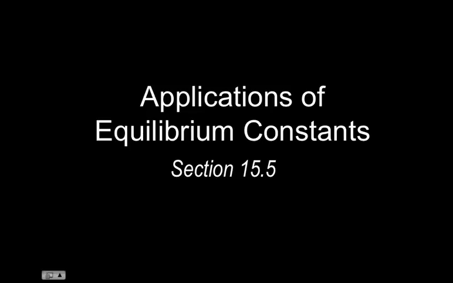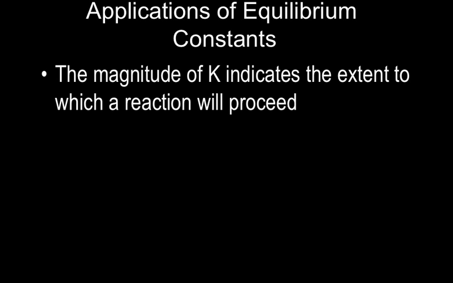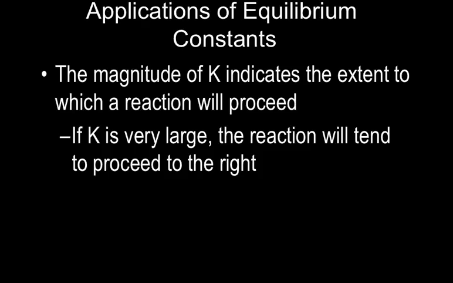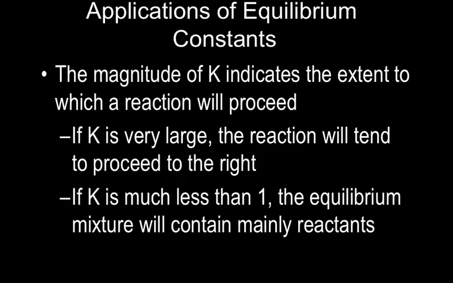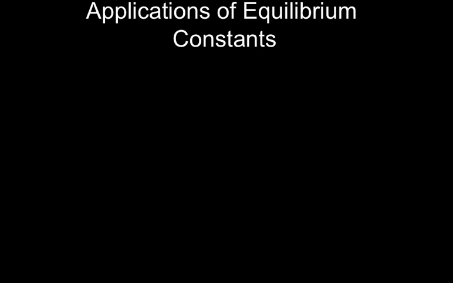Today we're going to talk about applications of the equilibrium constants, which is section 15.5. So what we've talked about so far is what K means. What K tells us, or how large K is, indicates which direction the equilibrium lies. Like we said before, if K is very large, that means that the reaction tends to proceed to the right, where it's very product favored. If K is a lot less than 1, then the equilibrium mixture contains mainly reactants, or like we say, it lies to the left.